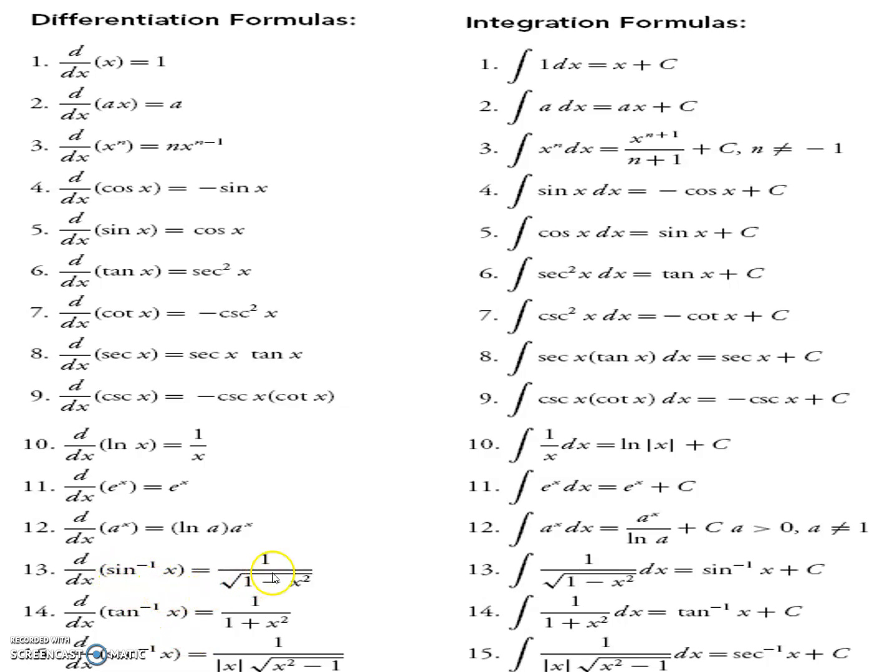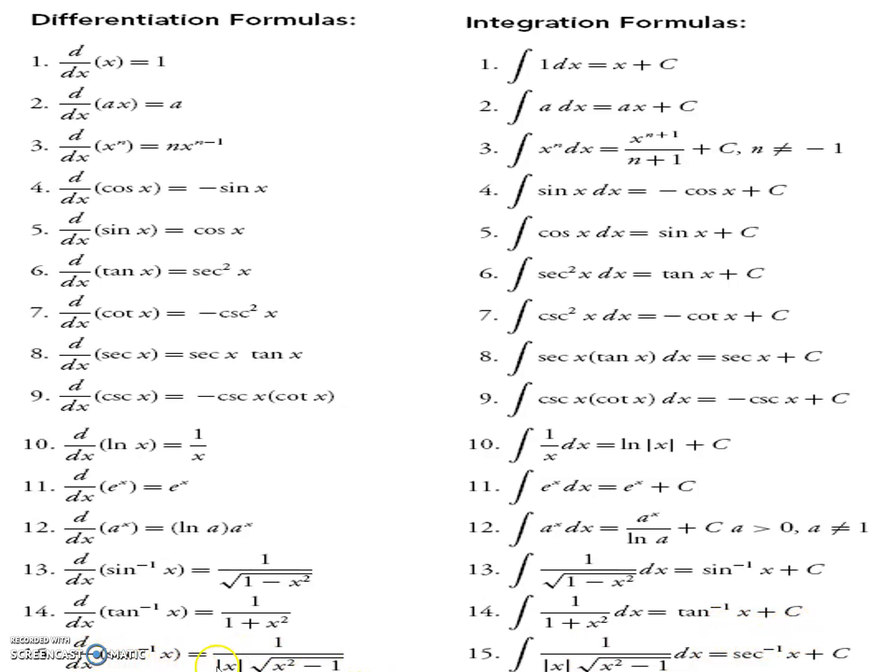Derivative of sin inverse x is 1 upon under root 1 minus x square. Therefore, integration of 1 upon under root 1 minus x square dx is sin inverse x plus c. Derivative of tan inverse x is 1 upon 1 plus x square. Integration of 1 upon 1 plus x square dx is tan inverse x plus c.